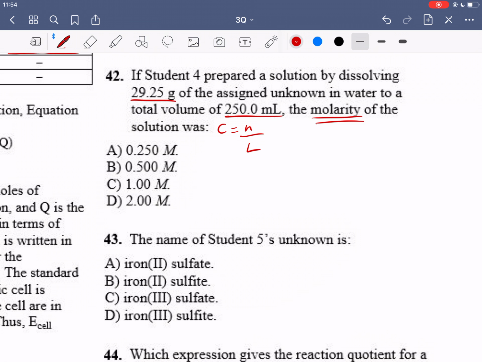Moles over liters. But first we have to find the moles. We have the liters, which is the volume, 250. But moles is mass over molar mass. Now I have my mass. It's 29.25 grams. And this is student 4 that I'm looking at.